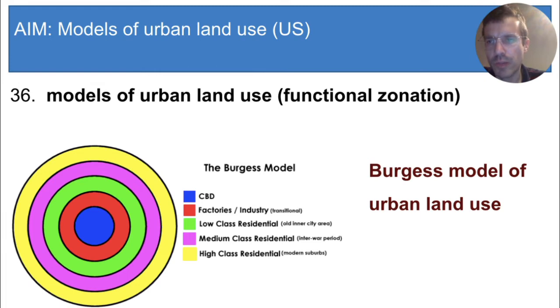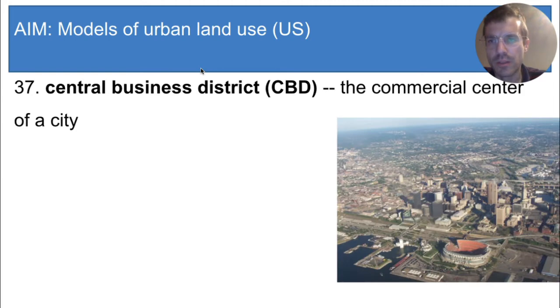For example, one model called the Burgess model, shown here, predicts that different land use activities will occur in different ring-shaped areas that surround downtown. You'll look at the Burgess model and other models in class, and you will finish filling out this term on your vocab sheet then. Let's go to the next term.